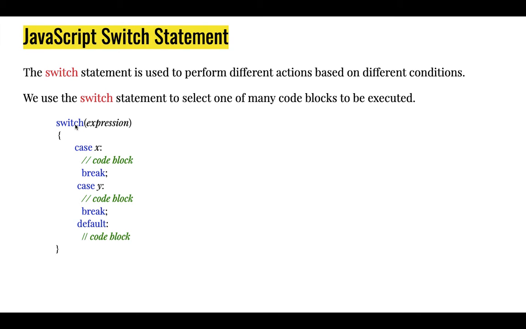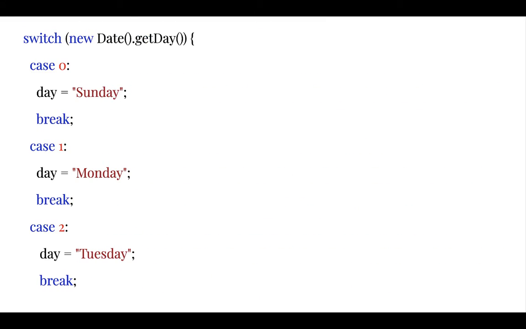We have the switch keyword followed by a bracket, and then inside this bracket you have your expression. Okay, and then you have curly braces. Inside the curly braces you have another keyword. It is called case. Okay, when we start seeing an example, you understand it. Let's look at an example.